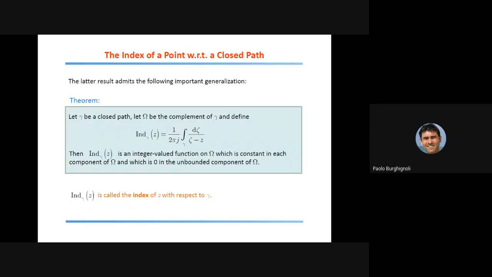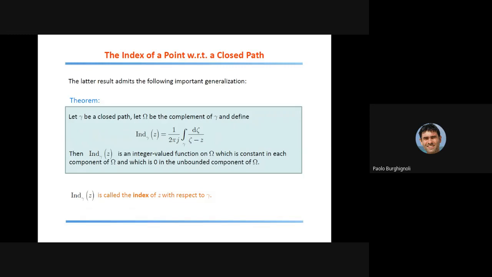Okay, now we come to a very important definition, which is fundamental for the following, that is the index of a point with respect to a closed path. This is a sort of generalization of the example we have just seen. The theorem can be stated as follows. So let gamma be a closed path, any closed path, not necessarily a circle. Let omega be the complement of gamma. So in simple terms, there will be an inside and an outside.